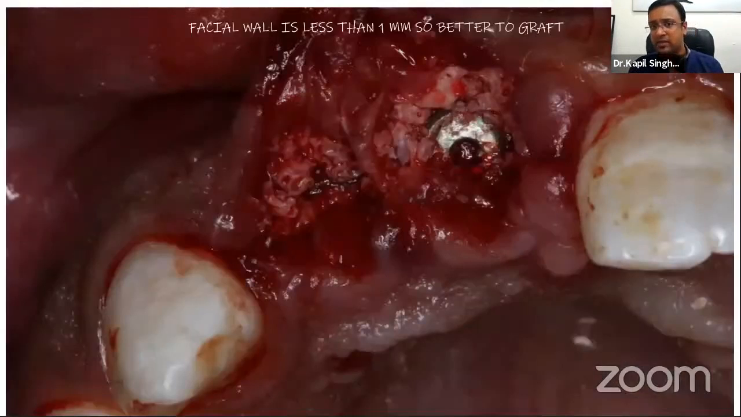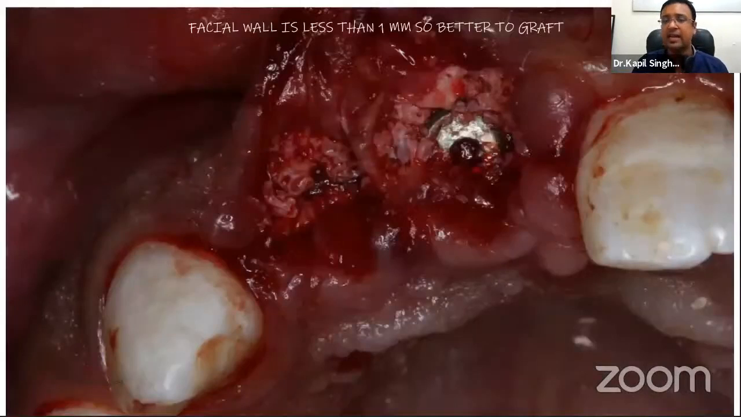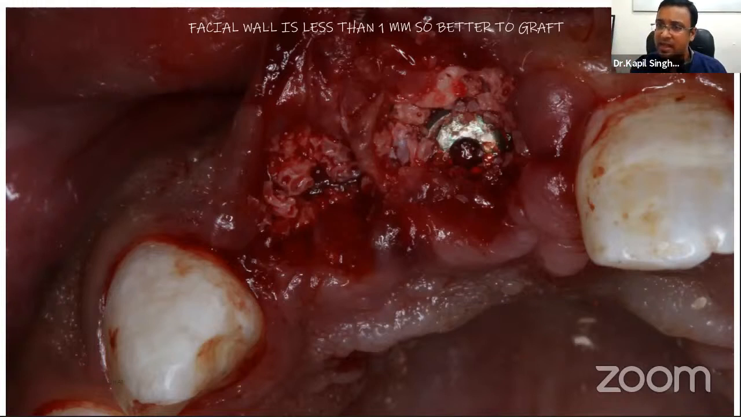And as I told you that the facial bone thickness was less than 1 mm, so what I did, I grafted this side also. I actually missed one slide. I collected the bone while drilling. So I collected the autologous bone while drilling, and I mixed it with the xenograft. No membrane is required because my labial plate was there, just the labial plate thickness was less.